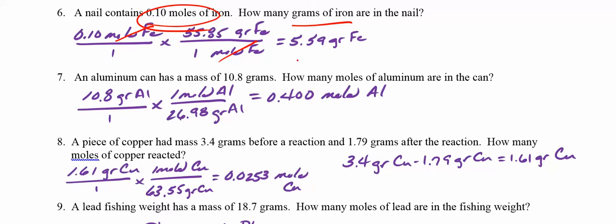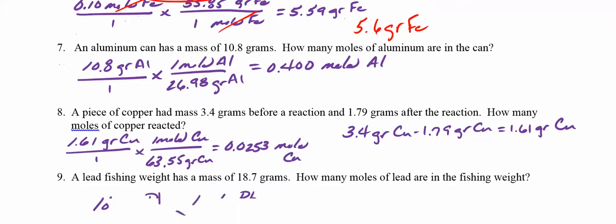Remember, I'm going to need two significant digits here. Let me change this answer to 5.6 grams of iron, because I only have 2 significant digits here. That should be 5.6 grams of iron right there. All right, let's go to number 7 now.